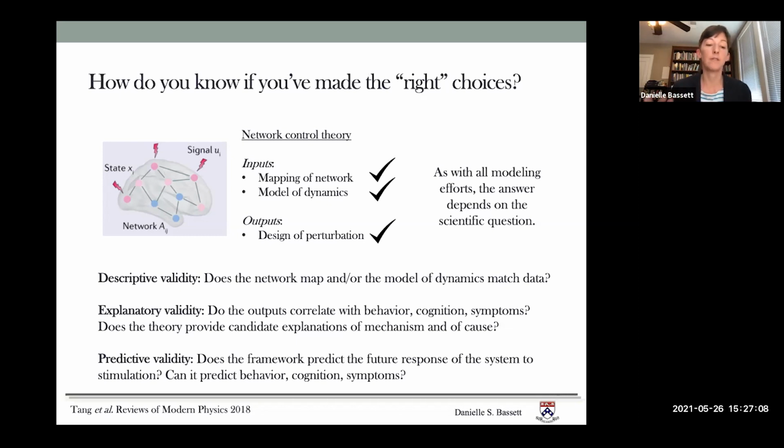You could alternatively have explanatory validity, where the outputs of the control theory correlate with behavior, cognition, and symptoms, and maybe even a step further, the theory provides candidate explanations of mechanism or of cause. And third, you could ask for predictive validity.